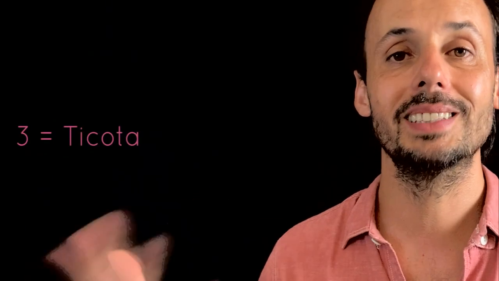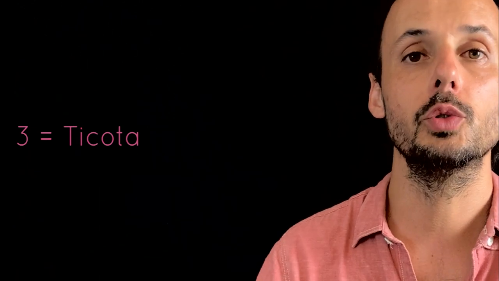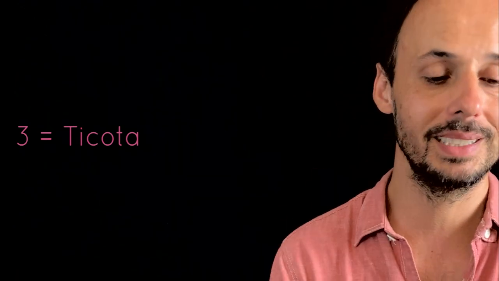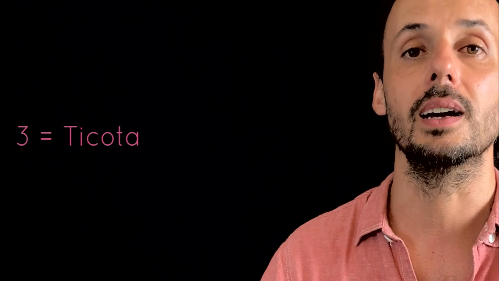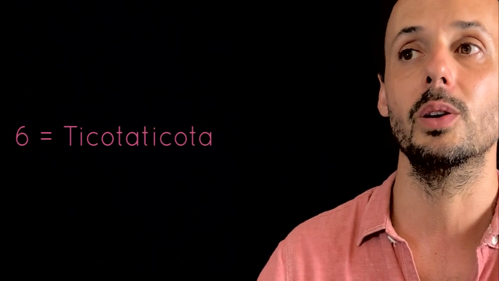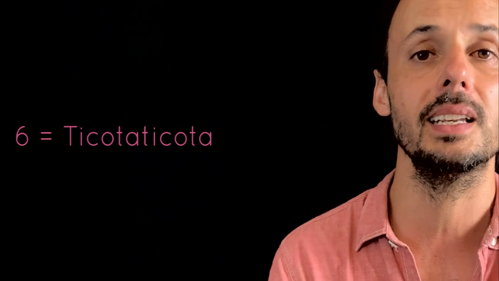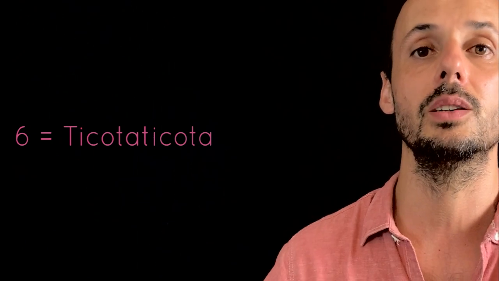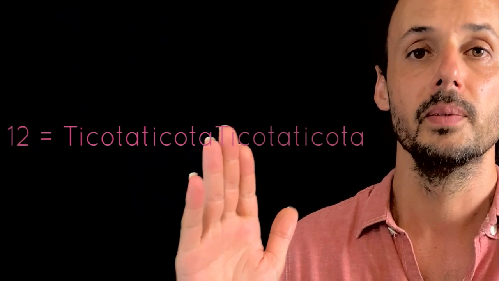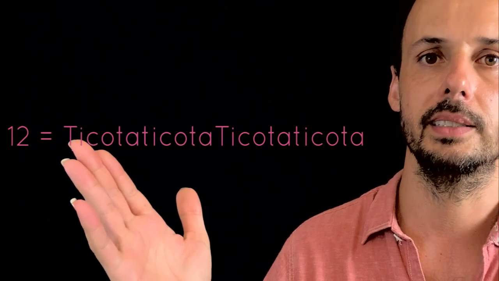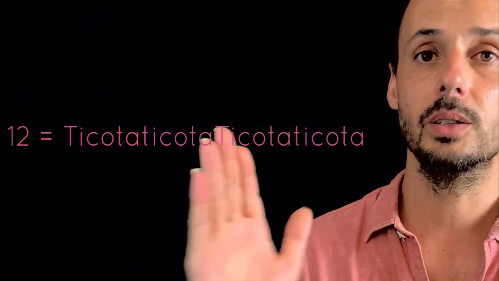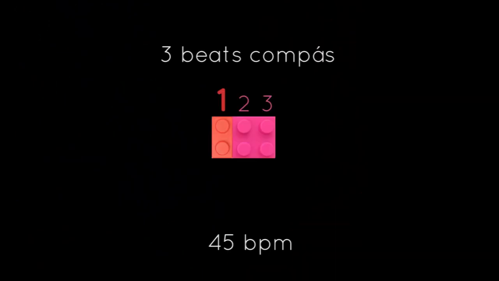For the subdivision in three, we can use ticota. So instead of 1, 2, 3, 1, 2, 3, we use ticota, ticota. Instead of 6, 1, 2, 3, 4, 5, 6, we use ticota, ticota, ticota, ticota. And instead of counting 12, it's a bit crazy, so we do ticota, ticota, ticota, ticota, ticota, ticota, ticota, ticota, ticota, ta. Again, same thing, let's try this on a 3 beats compás, slow tempo, 45 BPM.